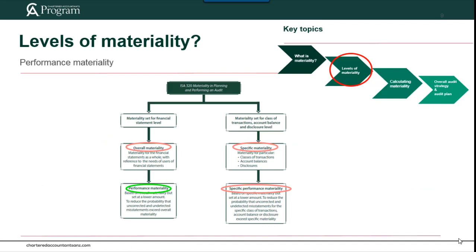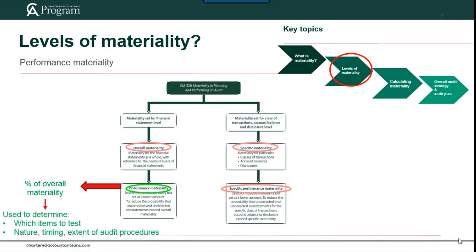Performance materiality is based on overall materiality, but set at a lower amount. The auditor uses performance materiality to determine which items in the financial statements to select for testing and the nature, timing, and extent of audit procedures. Using this lower level of materiality instead of overall materiality reduces the probability that the total amount of uncorrected and undetected misstatements exceeds overall materiality, which would then result in the financial statements being materially misstated.